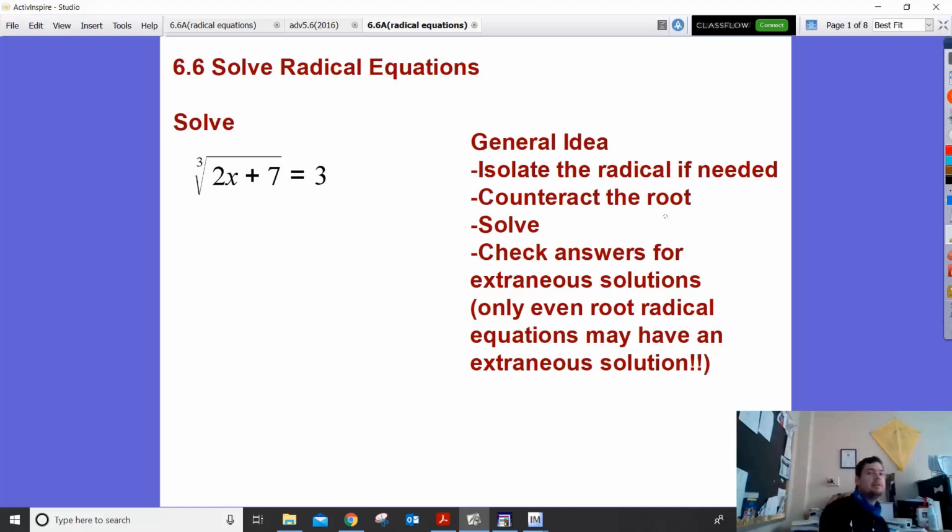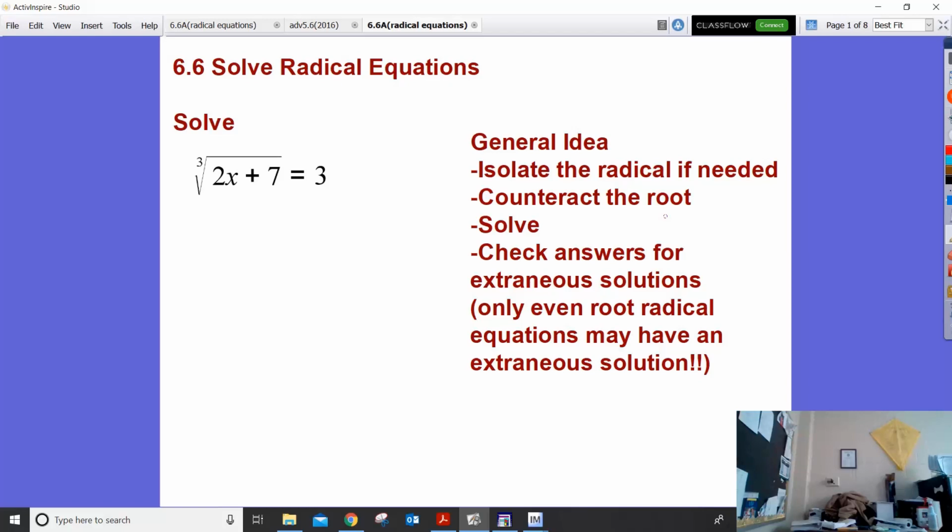Of course, I have the general idea here. Isolate the radical if needed. Counteract the root. Notice the first step is isolation. It's always isolation. Always, every time, everything we teach is isolation. Counteract the root, solve. If it's an even root, you need to check to make sure that both answers work.